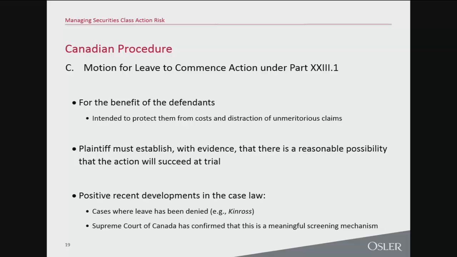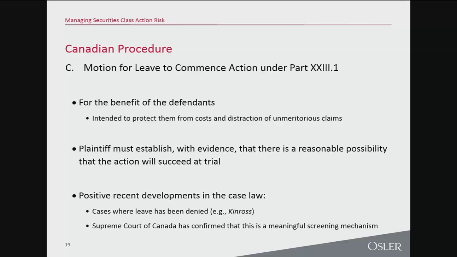And in order to get past that obstacle, the plaintiffs have to show the court with evidence that the action is brought in good faith and that there's a reasonable possibility, and that's a quote from the test in the statute, a reasonable possibility that the action will succeed at trial. And there was a lot of early case law on whether this test was basically a speed bump or a significant obstacle, and the Supreme Court of Canada eventually did confirm that it is meant to be a meaningful screening mechanism, and we've seen that applied in the cases.